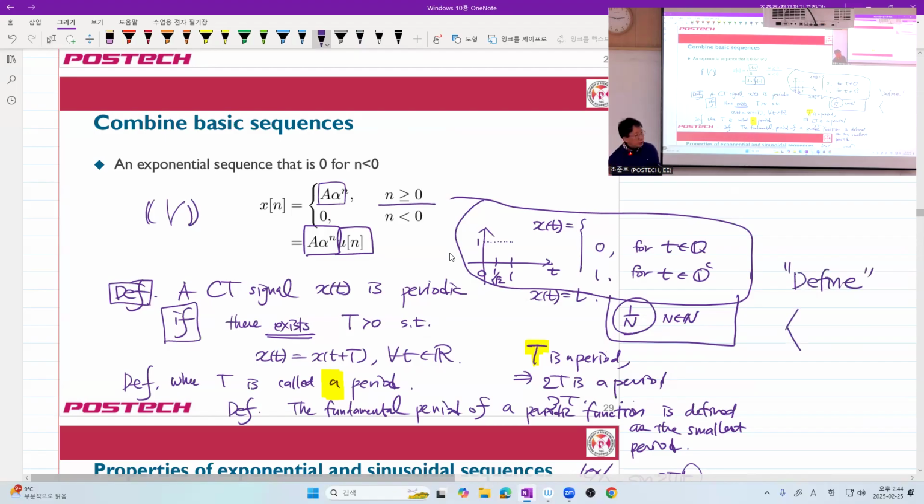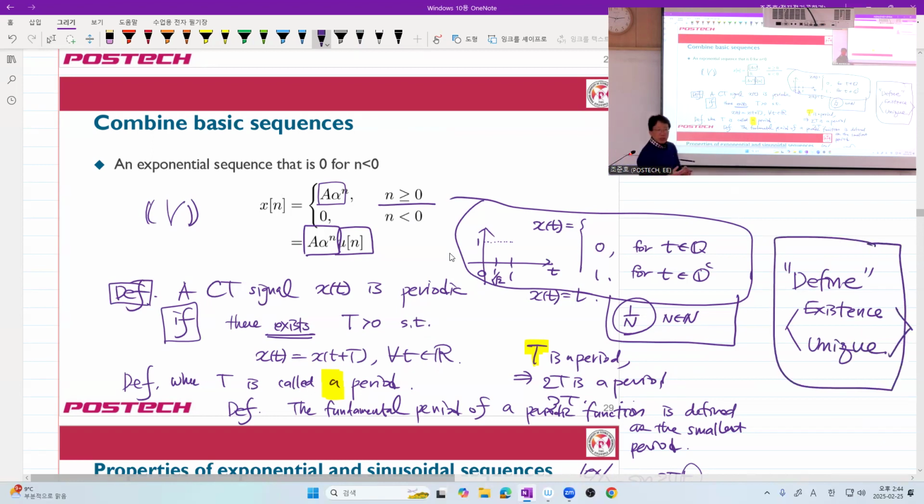think about two things. Does it exist? So existence. And when it exists, is it unique? If you are well trained in this procedure, then you are much better than 99.999% of other Koreans. Got it?